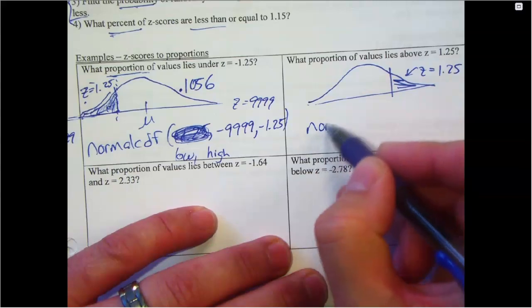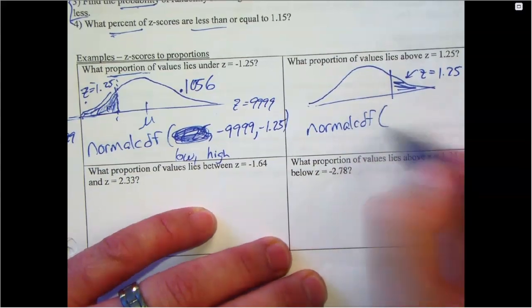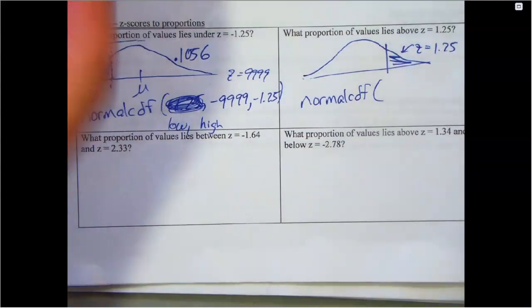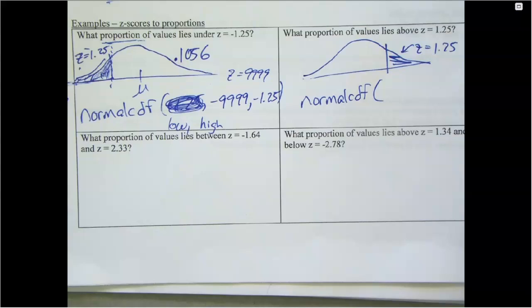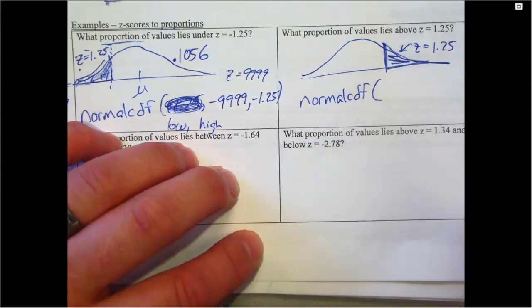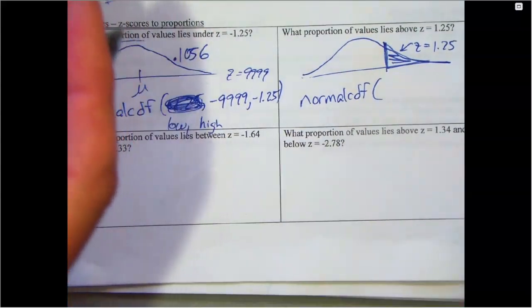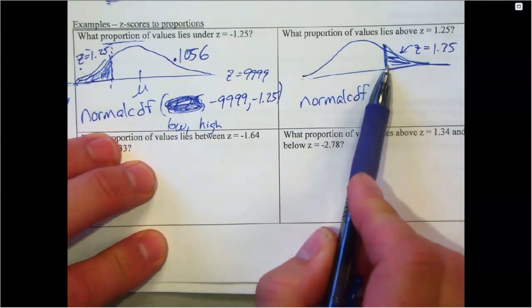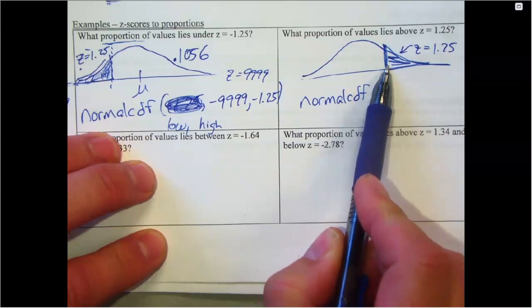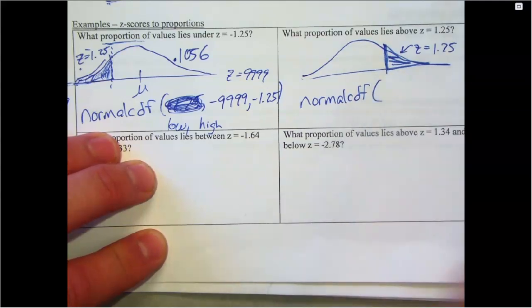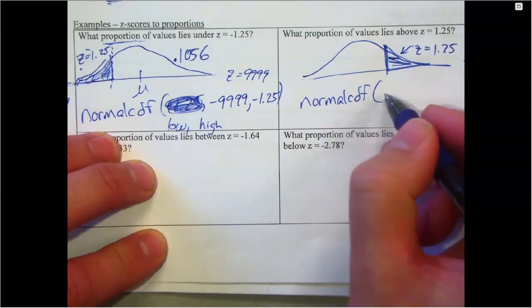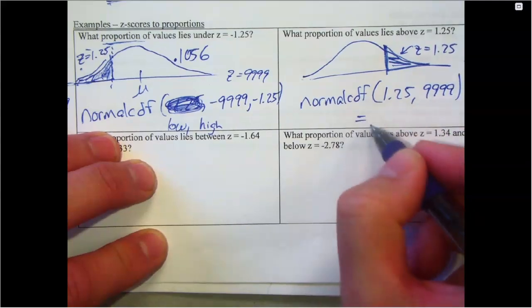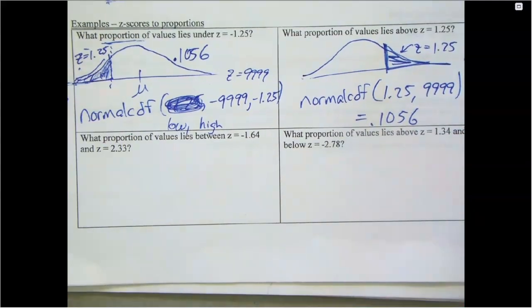If I were going to type in the normal CDF, I would do normal CDF, and then I want the left or the lower, and the right or the upper. So if I want this area, what's my left-hand z-score? It's this, the 1.25. And what's the right-hand z-score? 9999999. So go ahead and type it in, just to convince yourself, and you will get the exact same thing.